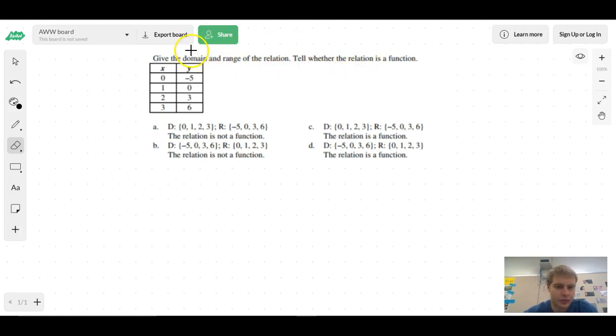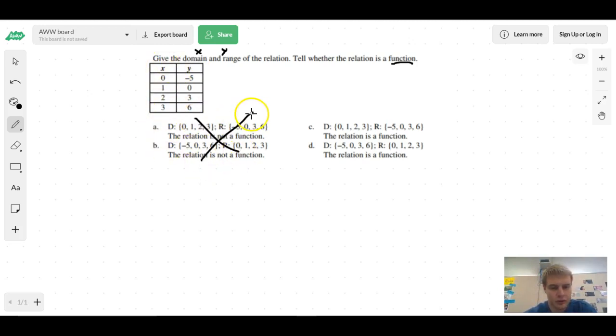For this one, we have to find the domain and range and then decide whether the relation is a function. Well, domain and range is pretty easy because domain are your x values and range are your y values. You can decide if something's a function or not by seeing if any x's repeat. That's the definition of a function, is for every x you only get one y, or like you don't get repeating x's. So when I look at this, I don't have repeating x's, so this thing is a function.